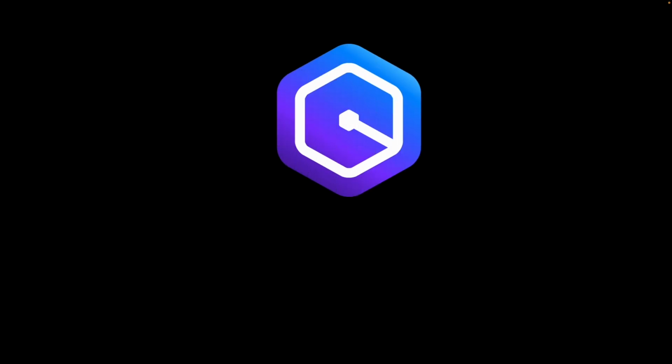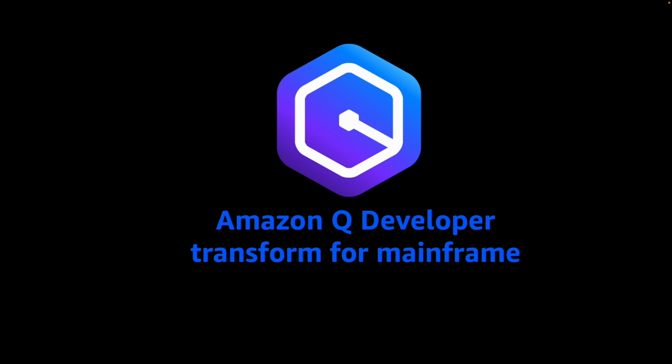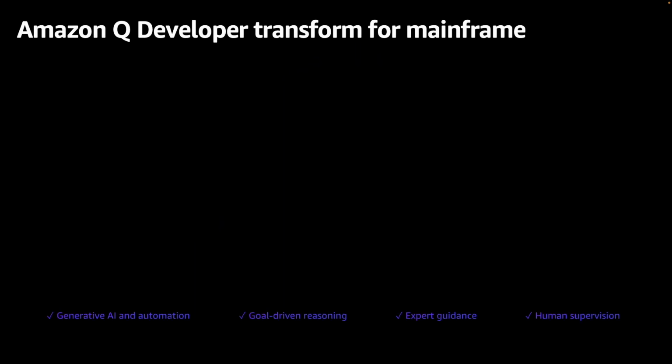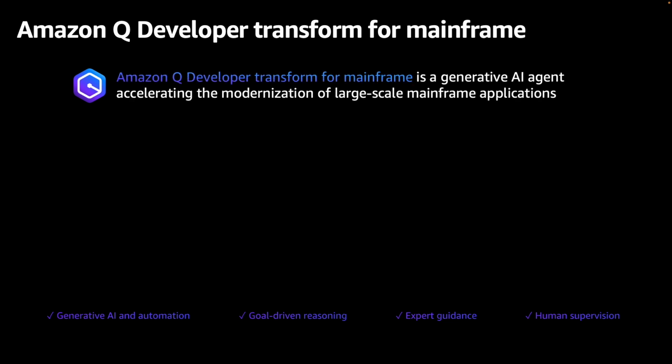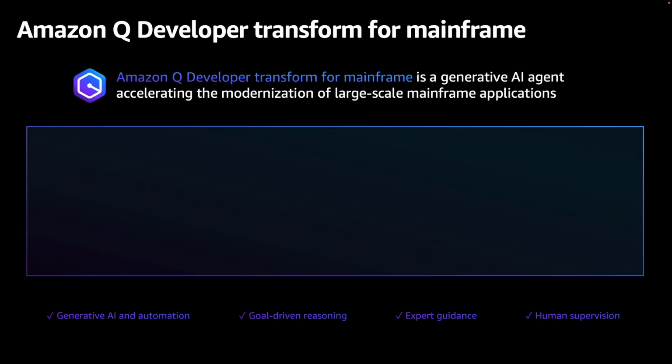Modernizing mainframe applications can be a challenging task, but Amazon Q Developer Transform for Mainframe is here to revolutionize the way you approach this journey. Amazon Q Developer Transform for Mainframe is a generative AI-powered agent that accelerates your mainframe modernization journey.